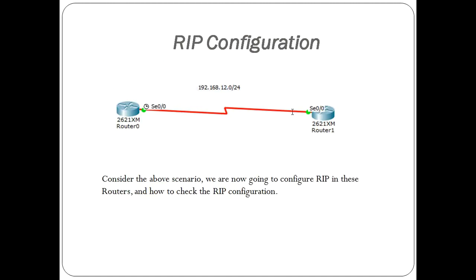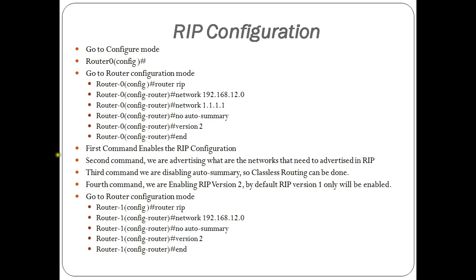Next, we move on to the configuration part. Let's consider these two routers. Consider this as router 0, just make a note of it, and this is router 1. It's been connected via serial interface 0/0. 192.168.12.0/24 is the segment, and we just do the configuration of how to do it. And one more thing, I have created a loopback in router 0 as 1.1.1.1. Let's get into it.